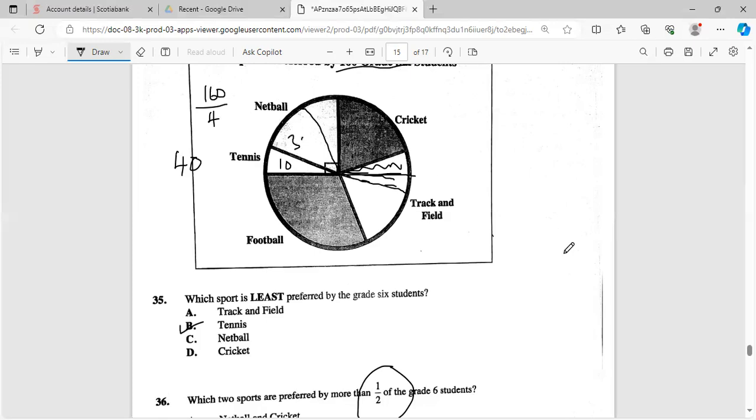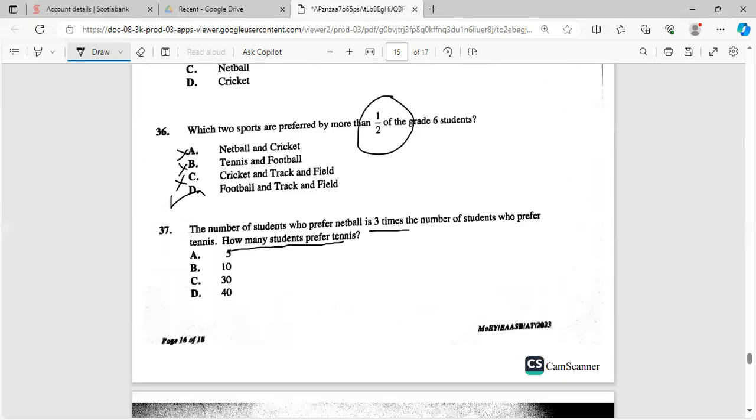Very nice question. So let's see what they had asked us for. The number of students who prefer netball is 3 times the number of students who prefer tennis. How many students prefer tennis? So is tennis the one? Tennis is a smaller portion, so that would be 10. Alright, let's move on to 38.